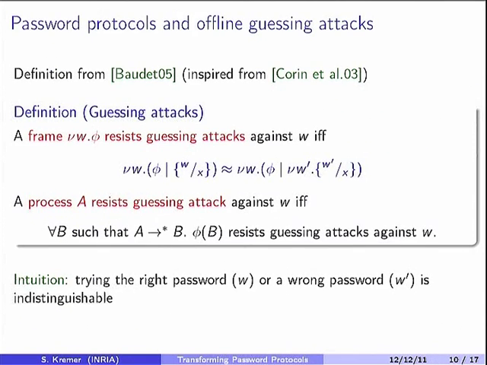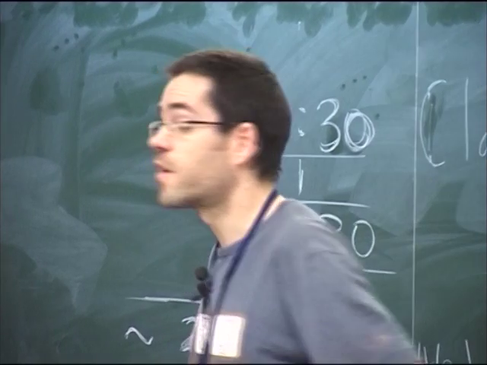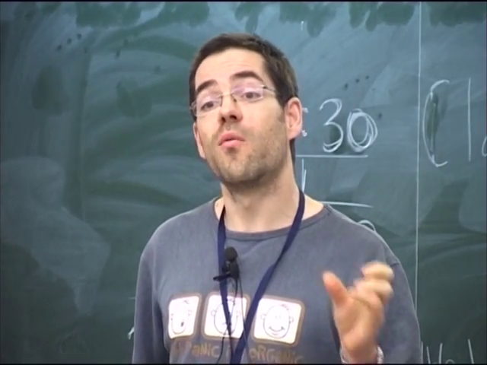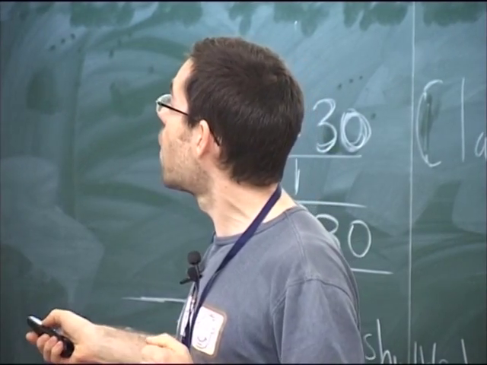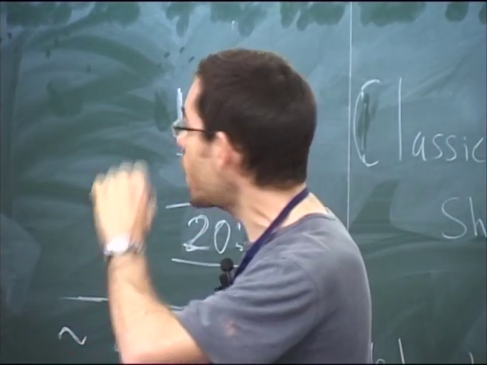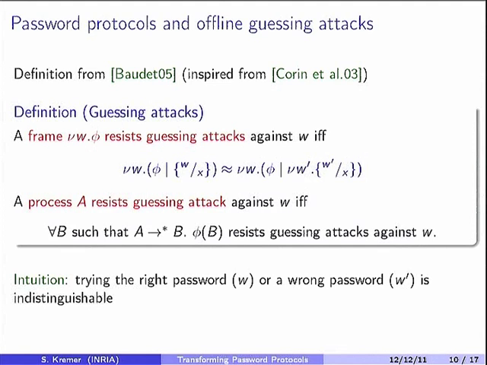So how can we now, in this framework, model what it means to be resistant against guessing attacks? This is a definition that goes back to Baudet in 2005, which was already inspired by some earlier definitions. We say that a sequence of messages, such a frame, resists against guessing attacks if two situations are indistinguishable. First, I'm giving you phi, extended with the password W. On the other side, I'm extending it with some new random value W prime. And these should be indistinguishable.